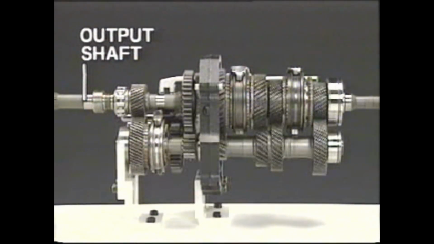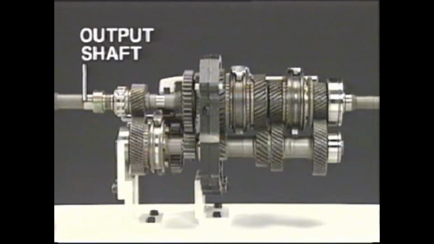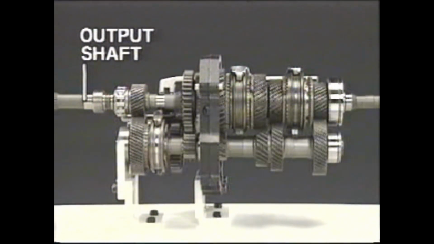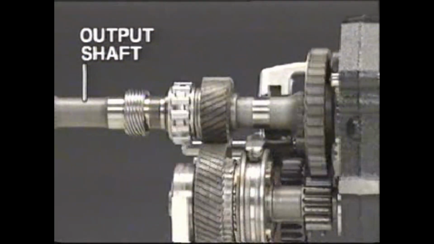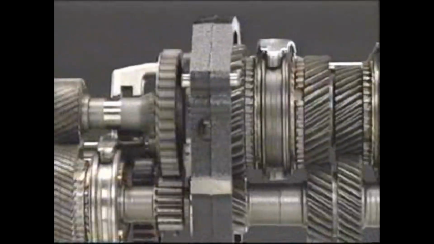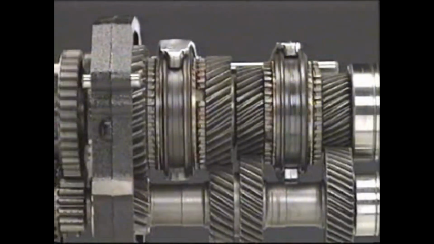Before gear shifting, each speed gear turns freely on the output shaft. On the other hand, the clutch hub and the hub sleeve are respectively fixed to the output shaft by splines and rotate from the propeller shaft side.